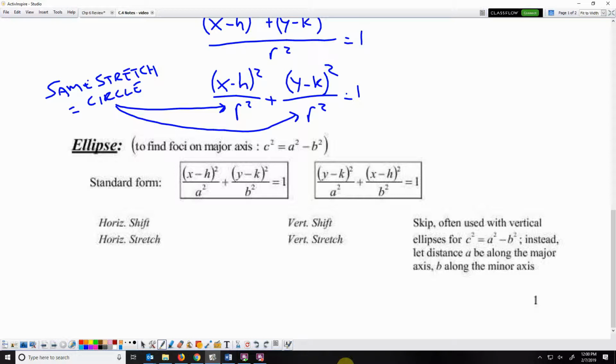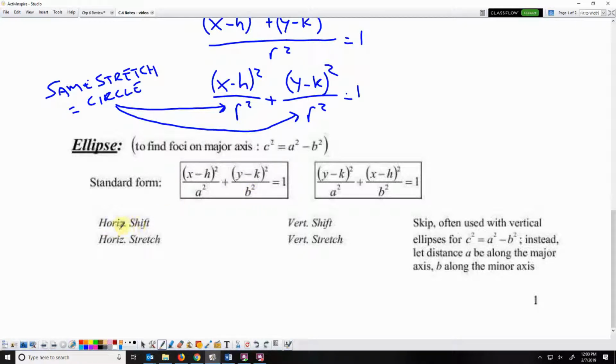Move on to the ellipse. The standard form of an ellipse: x minus h squared over a squared plus y minus k squared over b squared equals 1. That a squared underneath the x is going to help us find the horizontal stretch, and the b squared under the y is going to help us find the vertical stretch.